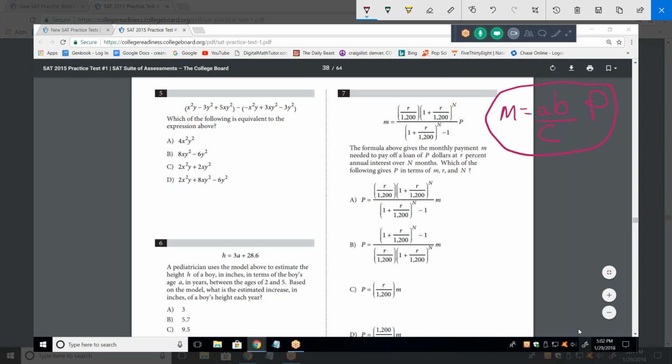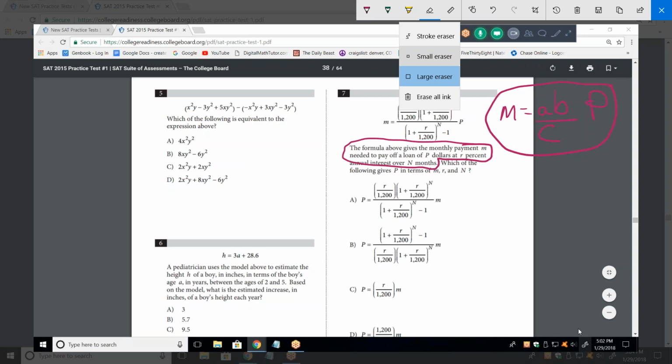Okay? So this problem teaches you a couple things. First of all, the people that make the SAT are trying to fool you. They give you all of this information which is irrelevant to the problem. They tell you what M is, what P is, what R is, and what capital N is. And you don't need any of that. All you need to know is that this is of the form that I have circled. And you have to solve that for P.